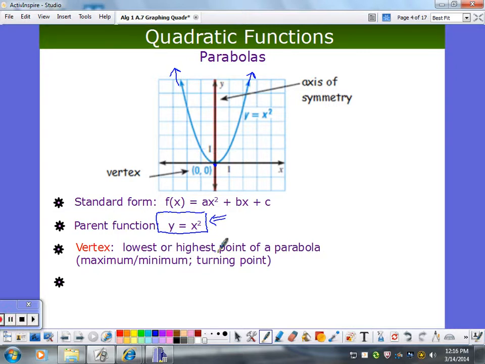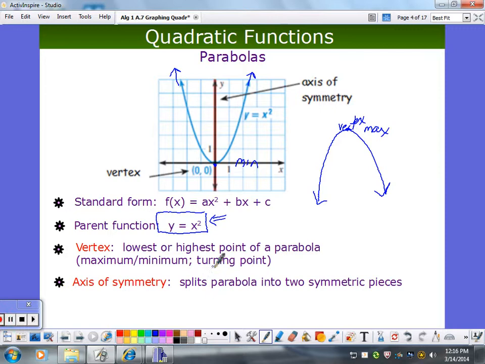Now if you're reading this, it says the lowest or the highest point. Sometimes a parabola will look like this. So this one doesn't have a lowest point, but it has a highest point. We call that the maximum. So this one has a minimum, and this one has a maximum. Both these areas here are called the vertex. Both of them are turning points. You see I'm going up, going down, where I turn. So a little bit of vocabulary there.